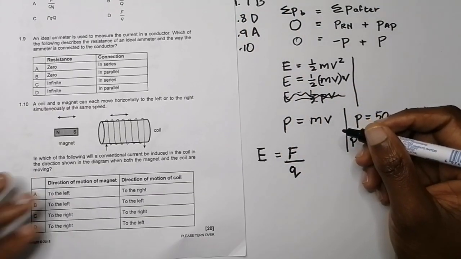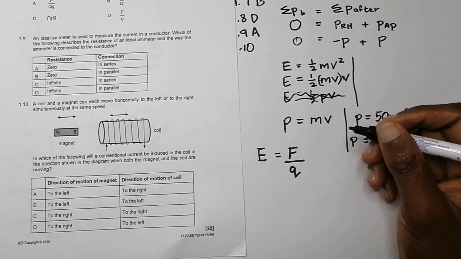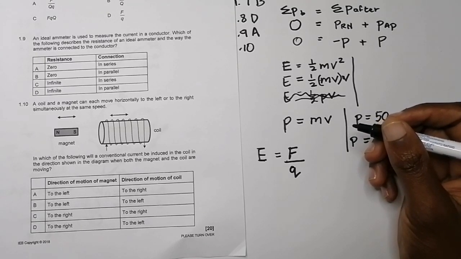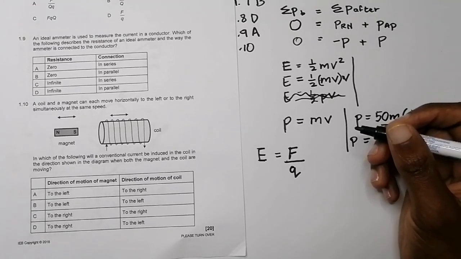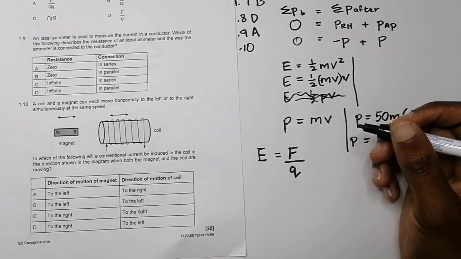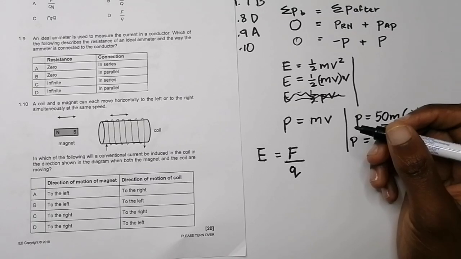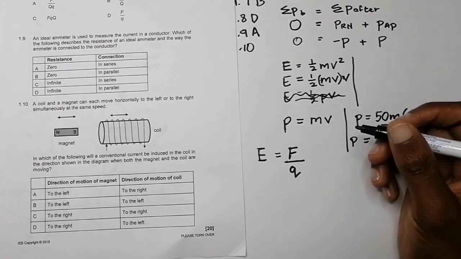Okay, quickly as we reach the end, so that's 1.10. They say a coil and a magnet can move horizontally to the left or to the right simultaneously at the same speed. They say, in which of the following will conventional current, note conventional current, be induced in the coil in the direction as shown in the diagram, when both the magnet and the coil are moving?